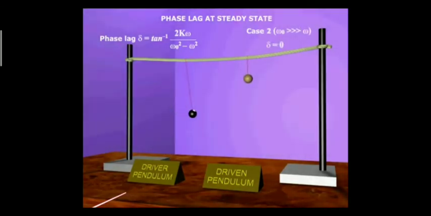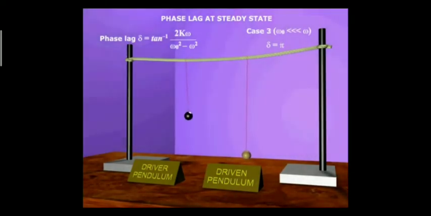Case 2. Omega 0 is much greater than omega. When omega 0 is much bigger than omega and for very small damping, this term approaches 0 from the positive side and this angle can be taken as 0. That is, when omega 0 is much bigger than omega, then the oscillator oscillates in the same phase with the driving frequency at steady state.